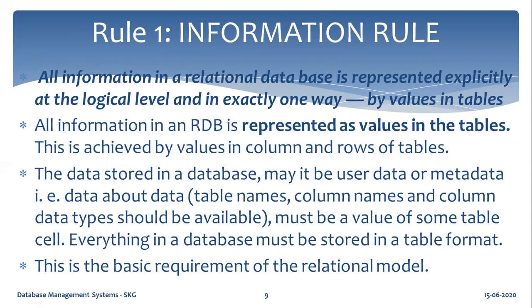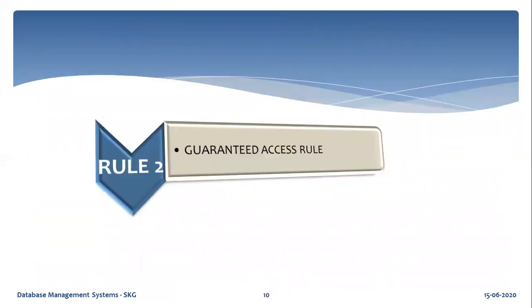Now all data means it includes the data about the data, that is metadata. Means we want to store the table name, column name, its data type, whatever. That is called data about the data. So that is called metadata. So that metadata is also saved as a table. So that is the basic requirement of a relational database.